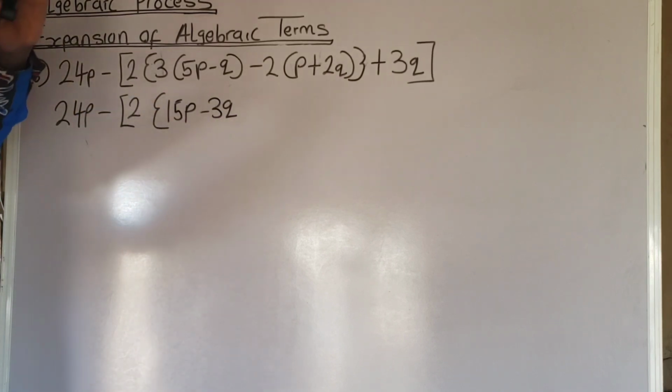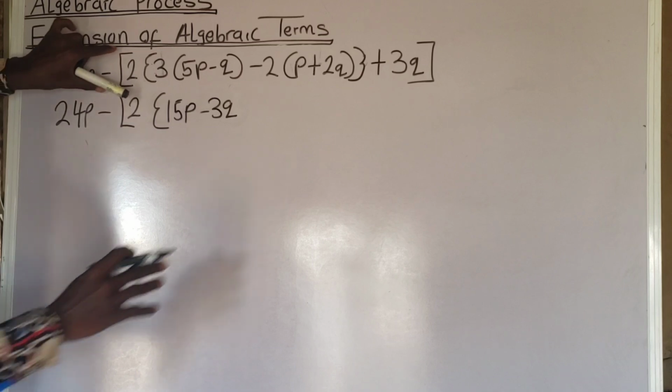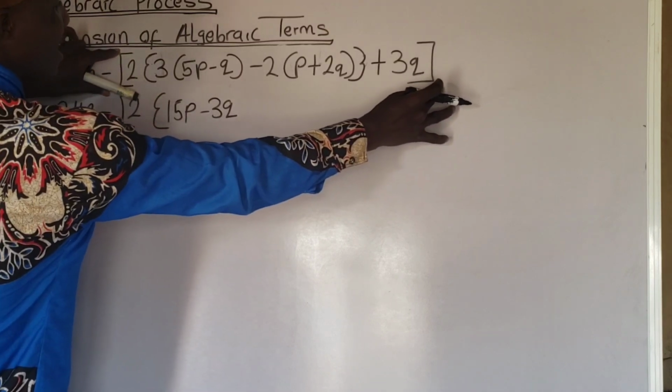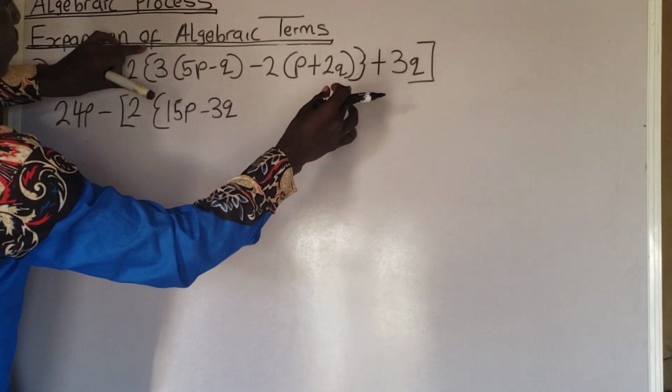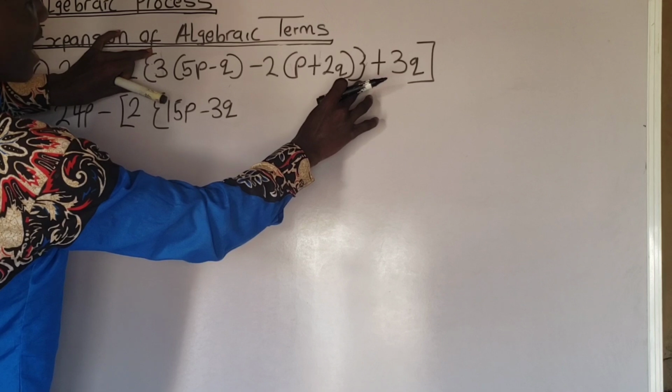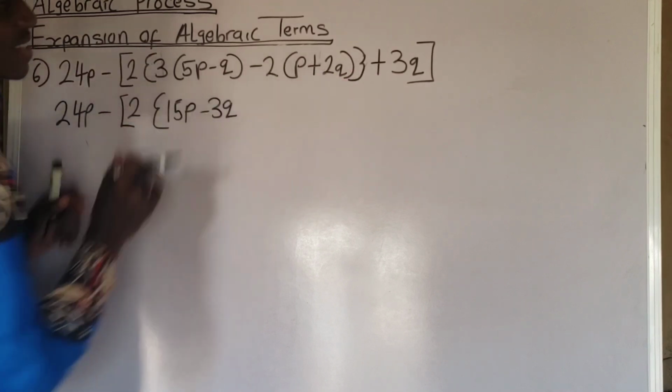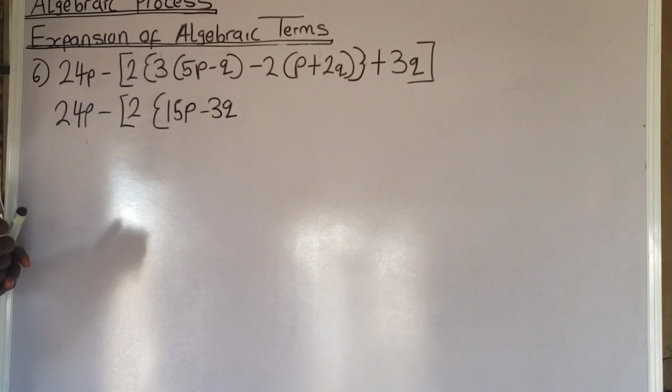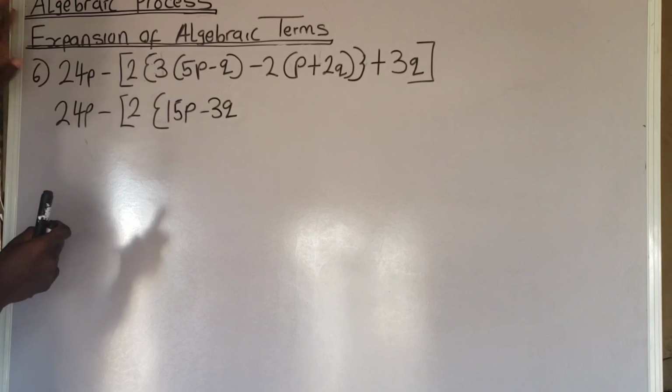We have the larger bracket. This is the larger bracket. You understand? Now we have another bracket, which is this. Okay? And we have 2 small brackets. Do you understand what I just did? We have 3 brackets here.